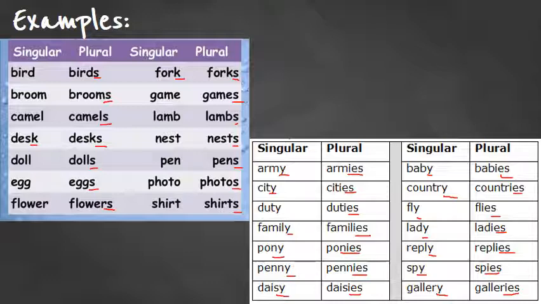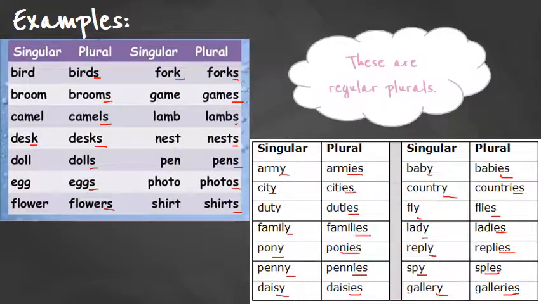In the first picture we added just s, but in the second picture we added more than just s. These are what we call regular plurals. Why do we say regular plurals? We say regular plurals because they follow certain rules.